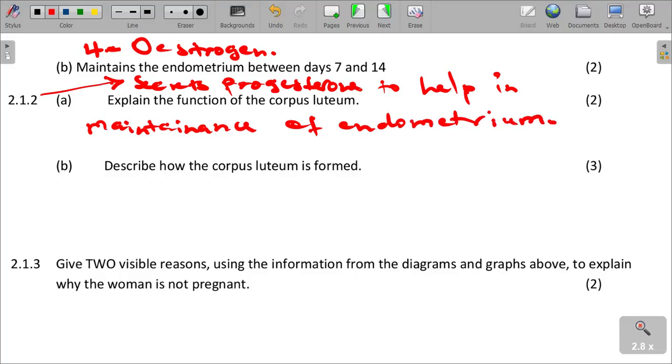The endometrium is kept in position after fertilization by what? By the progesterone hormone. And then the next question: describe how the corpus luteum is formed. It is formed after ovulation, which stimulates the conversion of the ruptured graafian follicle into the corpus luteum.